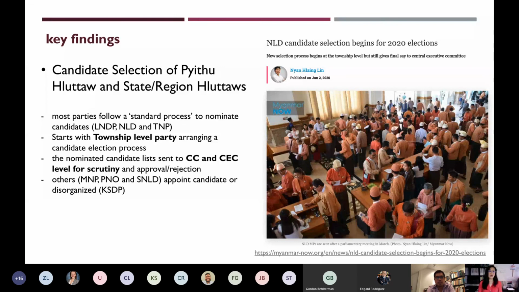Other smaller or less organized parties, such as MNP, PNO, and SNLD, are known to appoint their candidates without going through this democratic bottom-up process. KSDP especially is very disorganized. It was very difficult for us to find any patterns in their process.